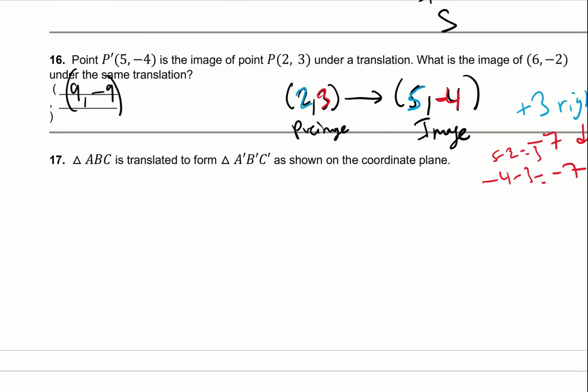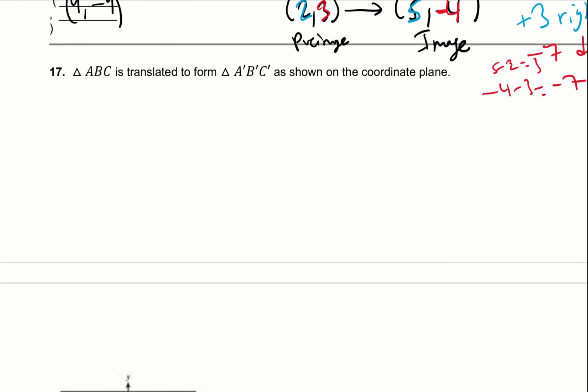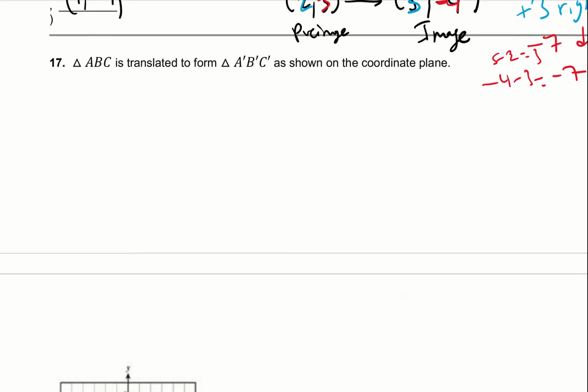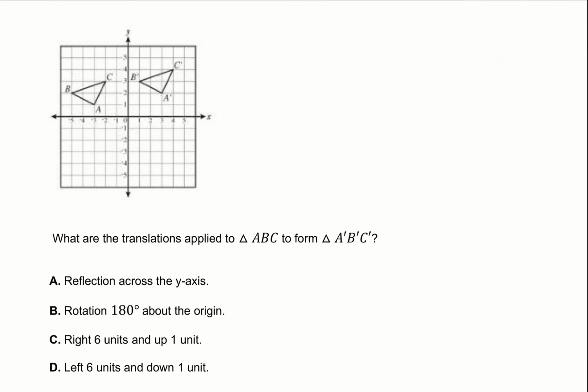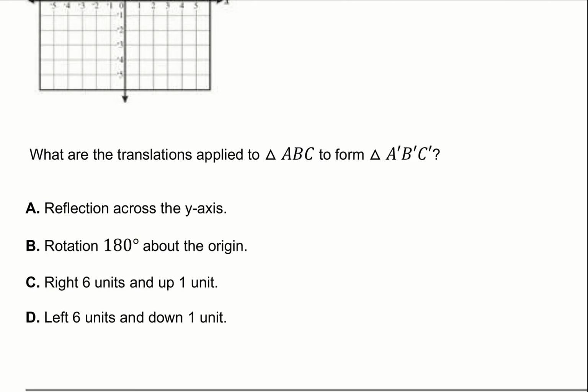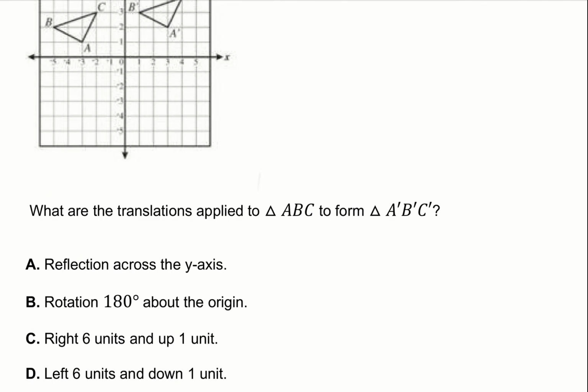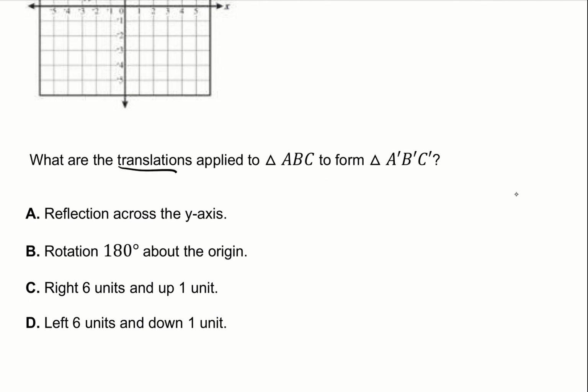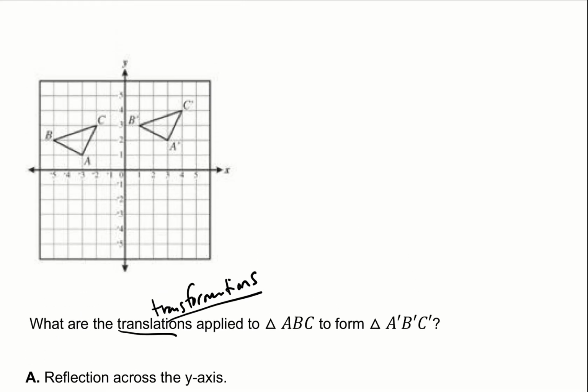All right, number 17, triangle ABC is translated to form another triangle A prime, B prime, C prime as shown in the coordinate plane. What are the translations applied to triangle ABC to form A prime, B prime, C prime? So this should actually say transformations rather than translations. A translation is a type of transformation, and a transformation is just a generic change from pre-image to image.